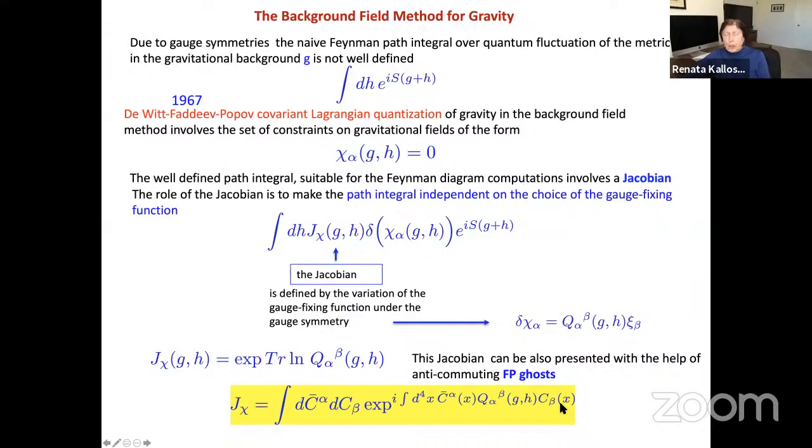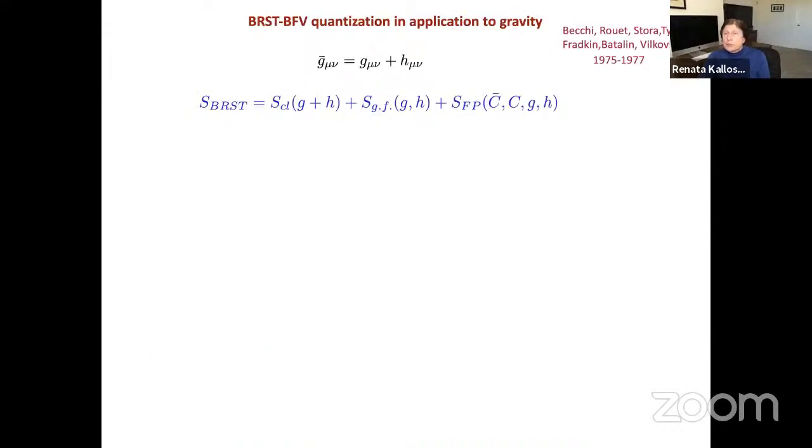So this is the short story: to define the path integral where the Feynman rules are well defined at every order in perturbation theory, this is the recipe. And the question is, how do we make this choice and what does it mean? So specifically, in more modern language, people use what is known as Becchi-Rouet-Stora-Tyutin and Fradkin-Batalin-Vilkovisky quantization. And the action consists of the classical action, which depends on the combination of background field and perturbation. It consists of a certain choice of gauge fixing and Faddeev-Popov ghosts. These three are required. And the choice of gauge fixing comes with a Lagrange multiplier. So if we integrate B out, we will get the delta function of our constraint, which I showed you before.